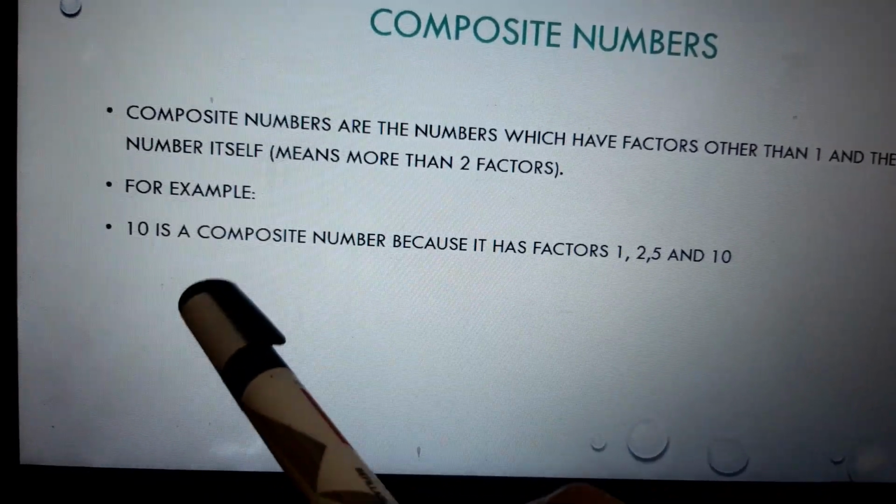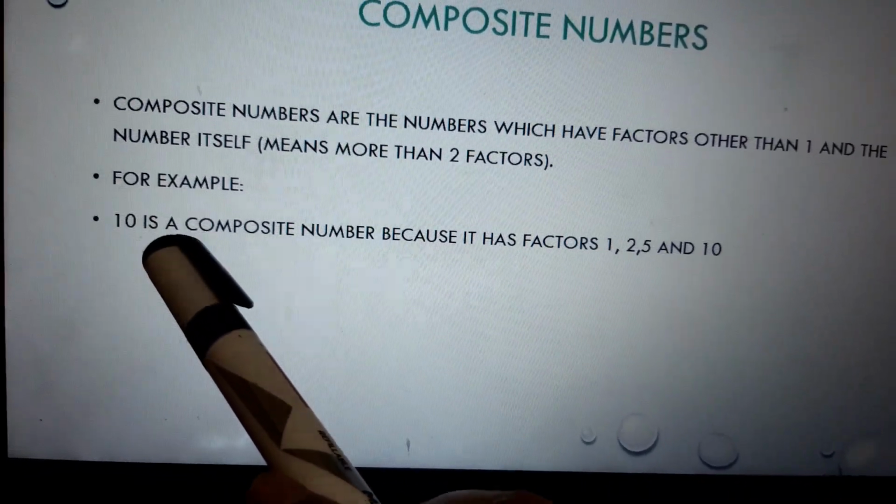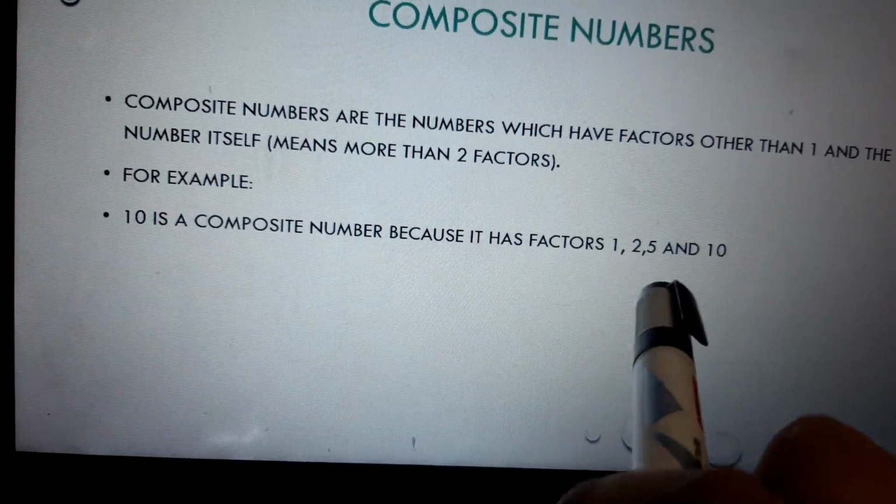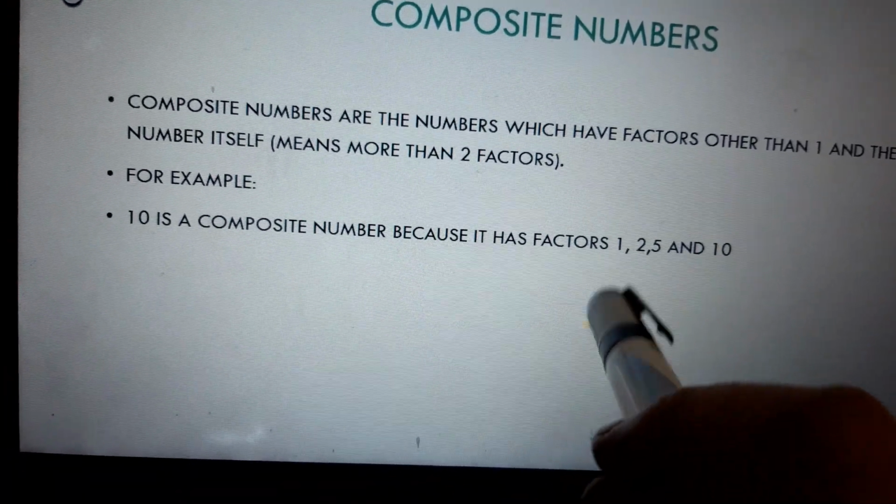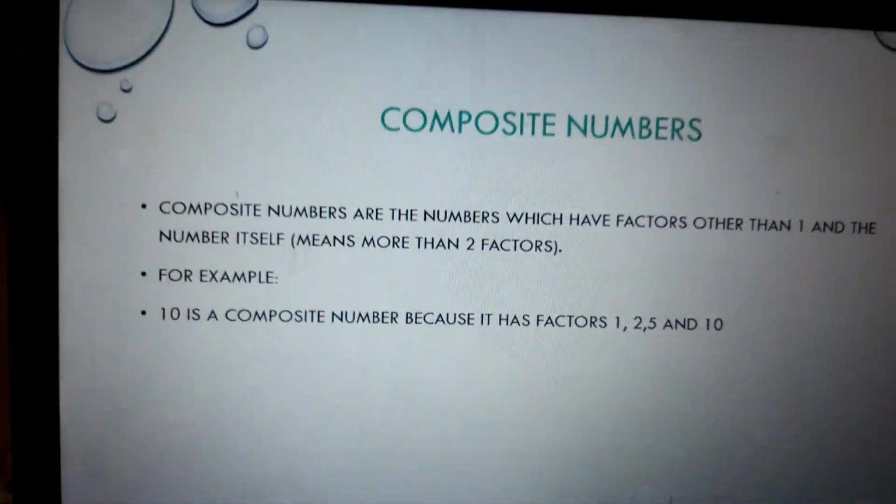For example, if I talk about the number 10, 10 has the factors 1, 2, 5 and 10. It means it has four factors. So this is a composite number.